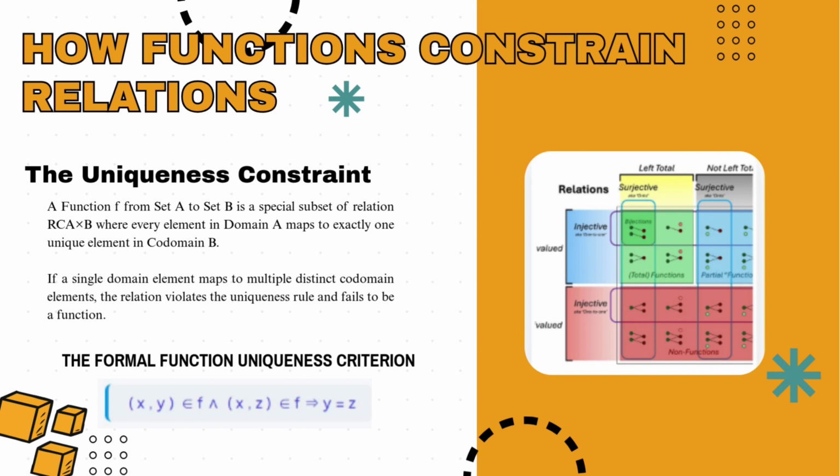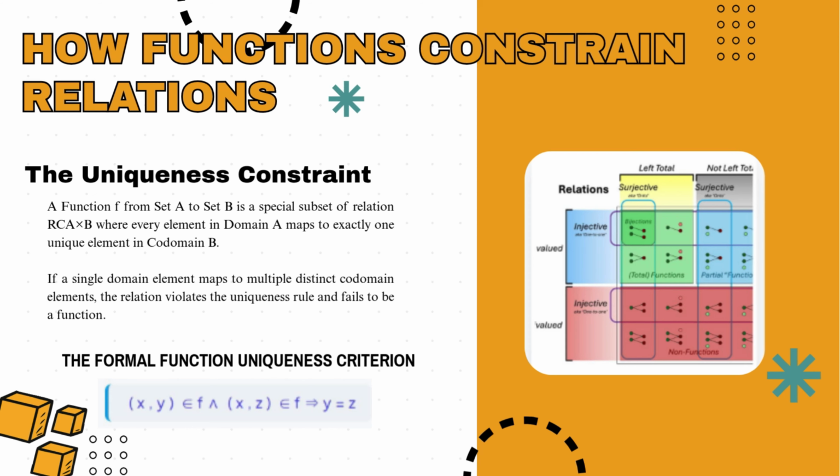How exactly does a function differ from a standard binary relation? A function f from a domain set A to a codomain set B is defined as a relation f, a subset of A × B, that must satisfy a strict uniqueness constraint. This constraint dictates that every single element in the domain A must map to exactly one unique element in the codomain B. Formally, as written on the slide, if (x, y) belongs to f and (x, z) belongs to f, then y must equal z.